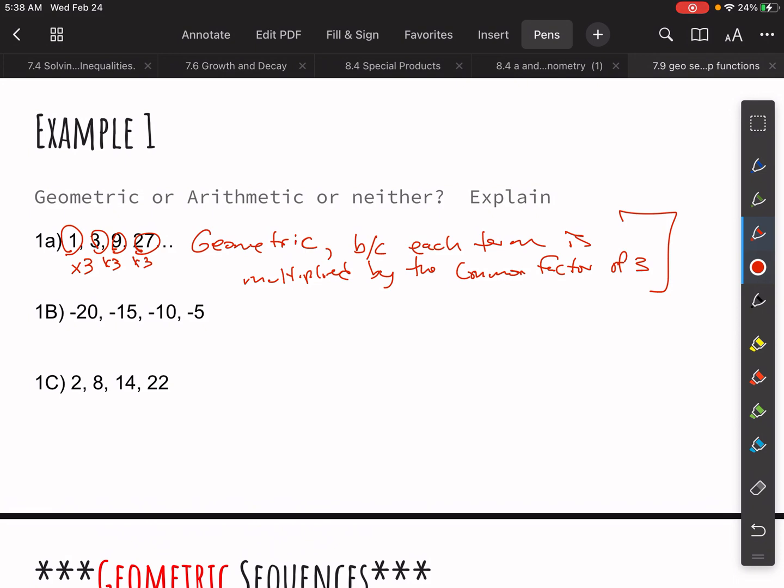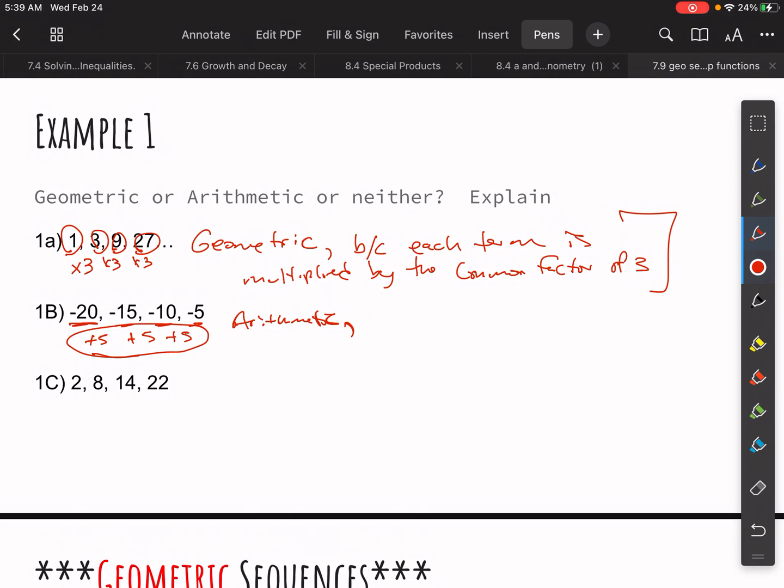Then let's look at the next one here. So we're going from negative 20 to negative 15 to negative 10 to negative 5. So here, it doesn't look like multiplication's happening. It actually looks like we're counting by 5. So I'm going to add 5 to each one, make sure that that works. And it turns out that it does. So since we're adding 5 each time, this is arithmetic. Okay, so when you explain that, you say it's because we're adding each term. Each term is being added. Well, you can add 5 to each term to get to each next term, is essentially what we're doing.